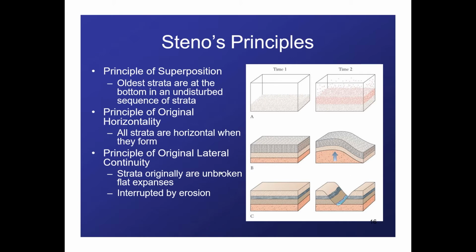And lastly here, we have the principle of lateral continuity. So generally speaking, rock units are continuous, although there are some exceptions. But generally, if you see the same rock unit outcropping on each side of a valley like we have here, you can assume at one point those units were all one unit, and it's just now been cross-cut by this river, and all that material has been eroded away.